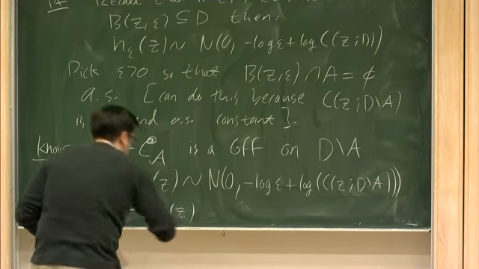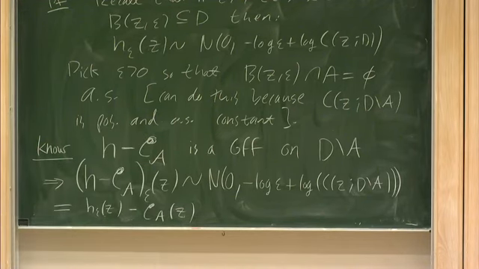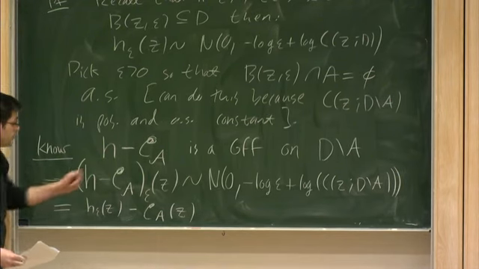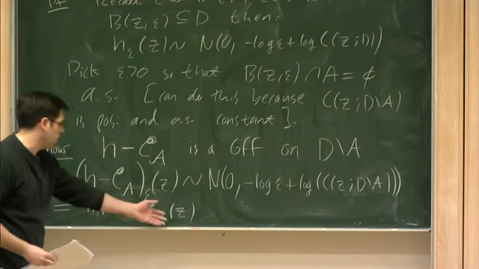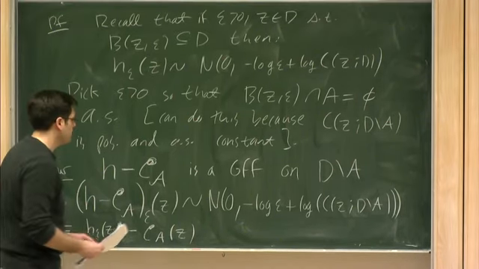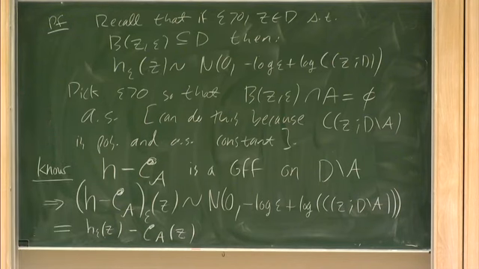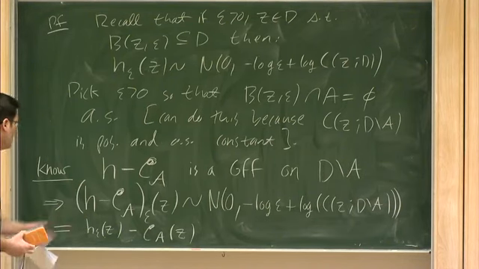Okay, but this function here, I can also write as h_epsilon of z minus c_A of z. And the reason I can write it this way is that this is a harmonic function, so if I average it on the boundary of a ball of radius epsilon, I just get its value at the center. So I've determined the law of this quantity here.